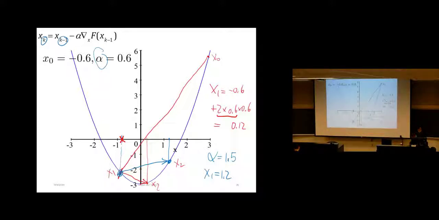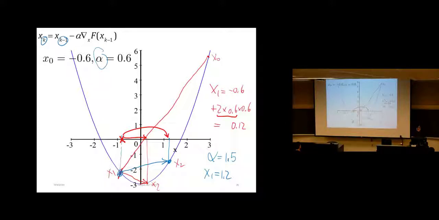-0.6, and then we go to 0.12 here, and then you keep going. And if you change to a different learning rate, assume it's crazily large, 1.5, your new point will be 1.2, which means you're going to move from here to here. So this is the x change, right?